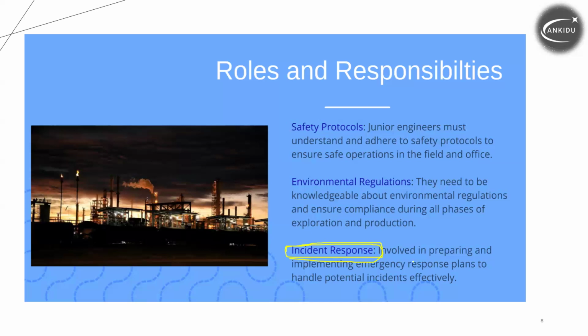So it involves preparing and implementing emergency response plans. Maybe you are the one who's implementing and putting together the response plan. So what will your response plan be for emergencies? You need to handle potential incidents effectively. This is the message you need to deliver. Otherwise, if it's not effective, maybe some people will lose their lives, maybe there will be a lot of injuries, and a lot of problems will happen that cannot be controlled.